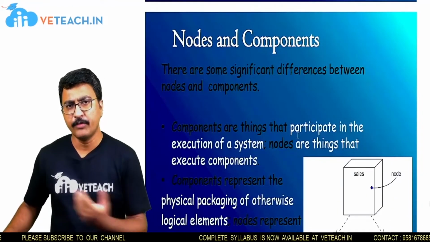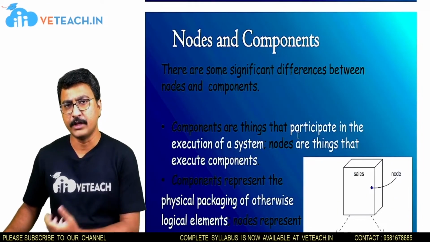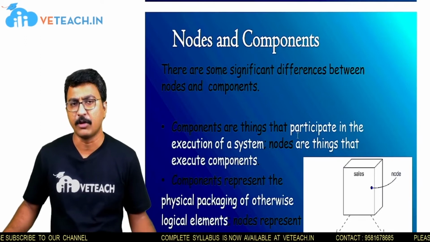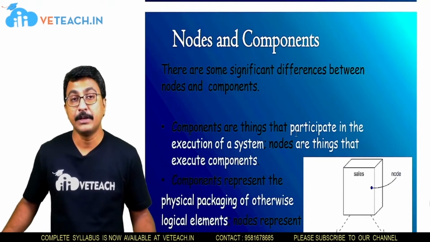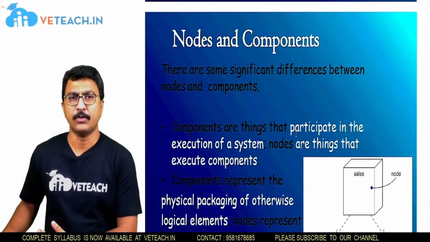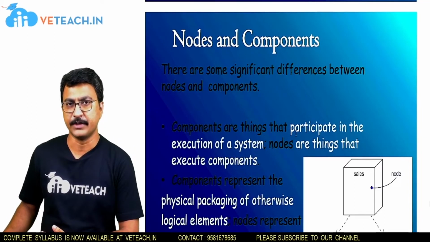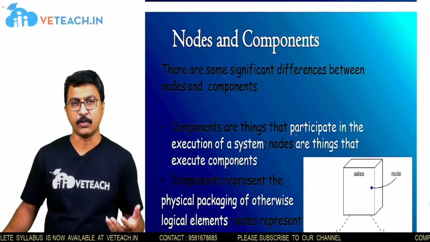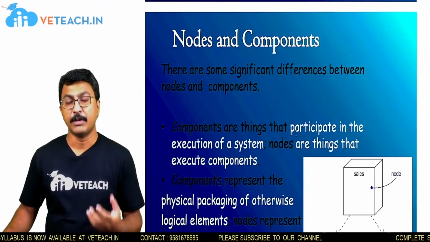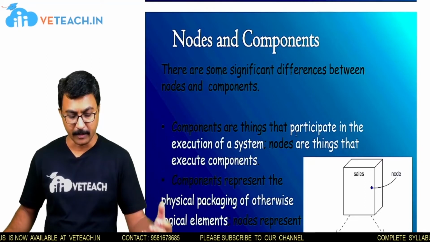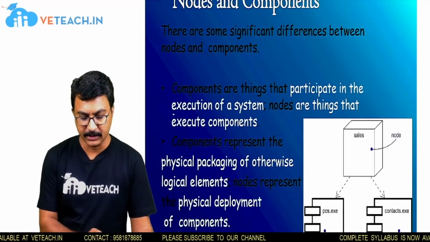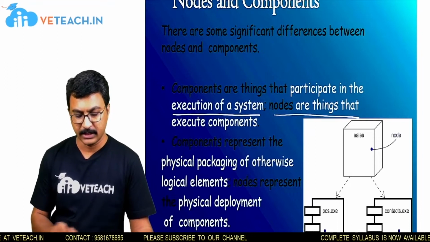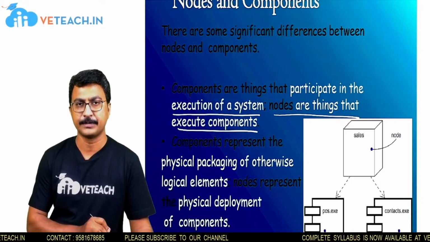Denoting a node with a component: when I relate a node with a component, which we call physical elements, a node can have multiple components within it. So a component cannot have a node, but a node can have a single or multiple components within it. So components are the things that participate in the execution of a system, and nodes are the things that execute the components.